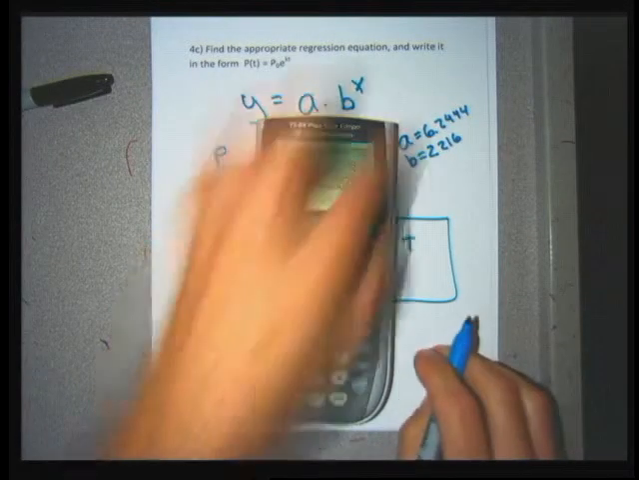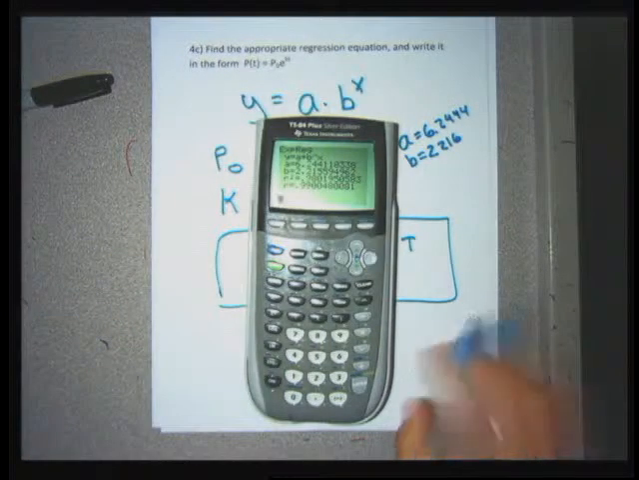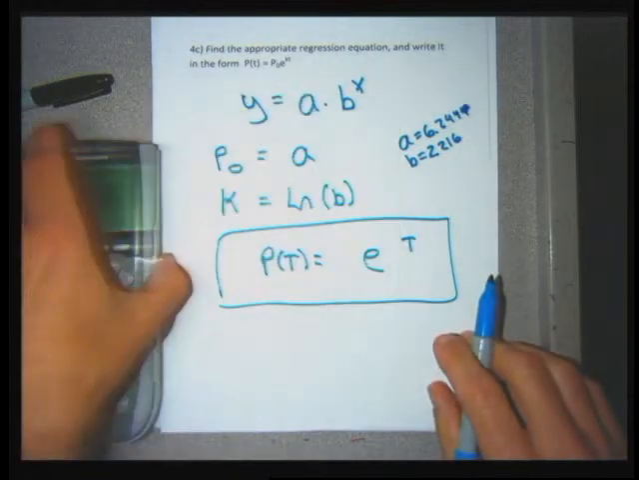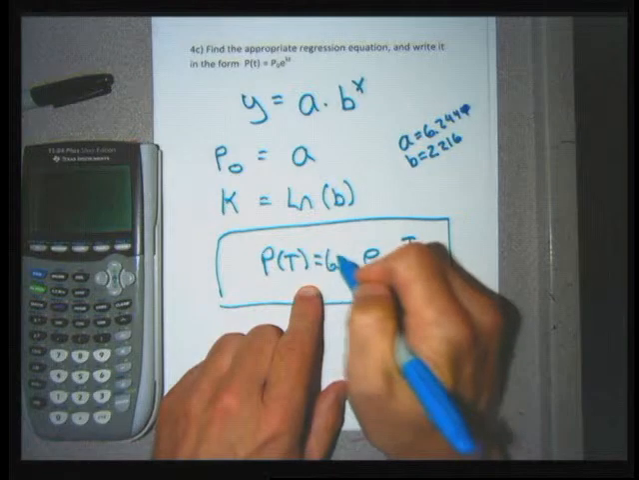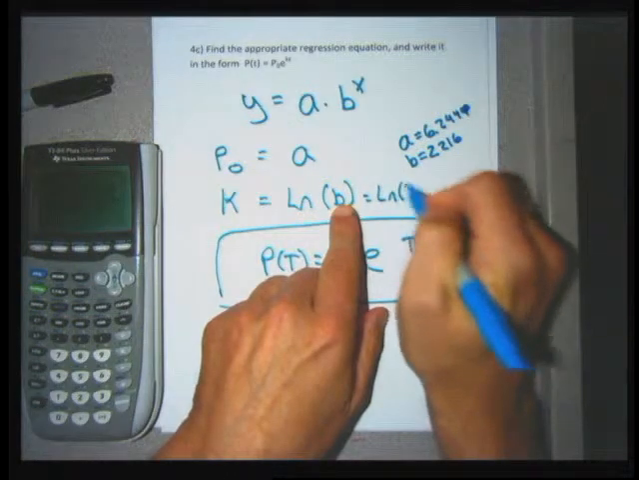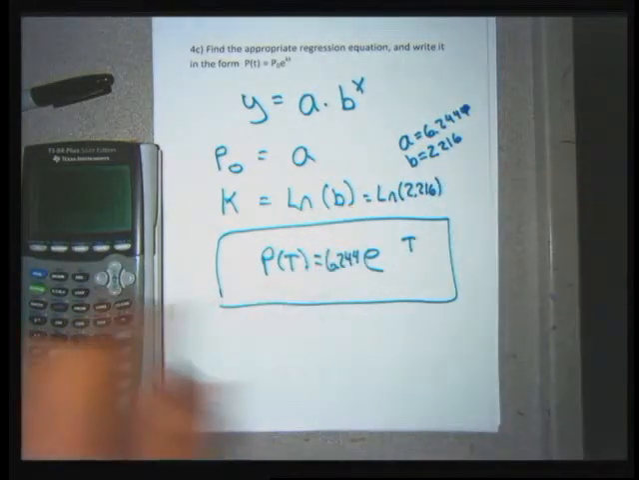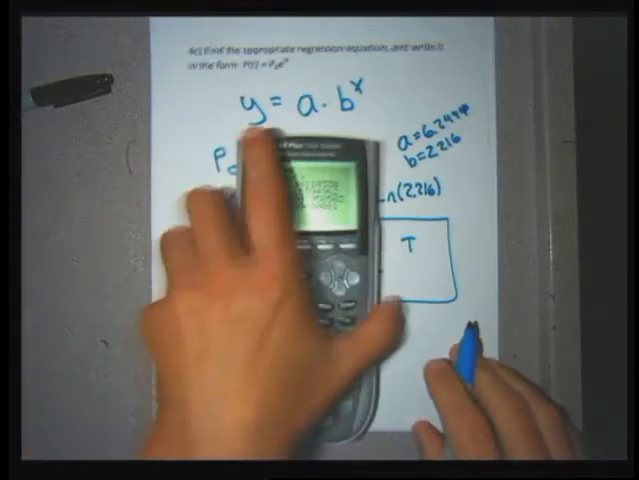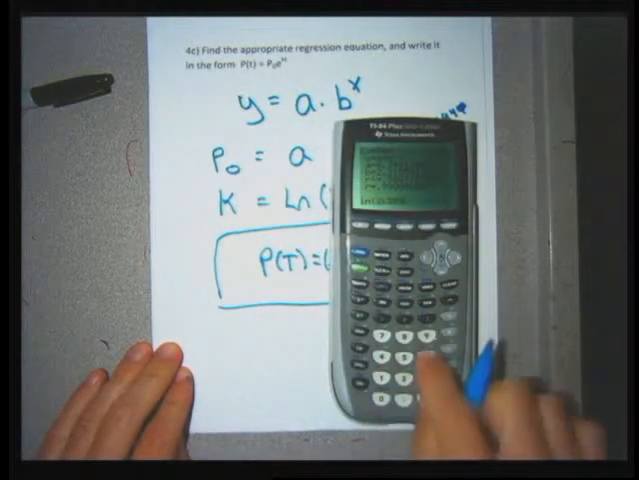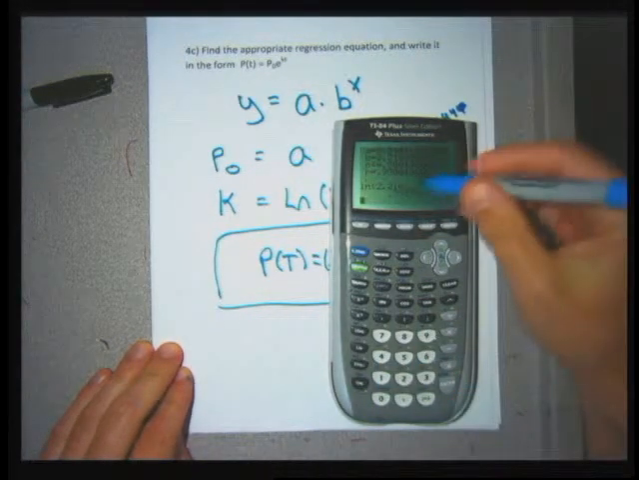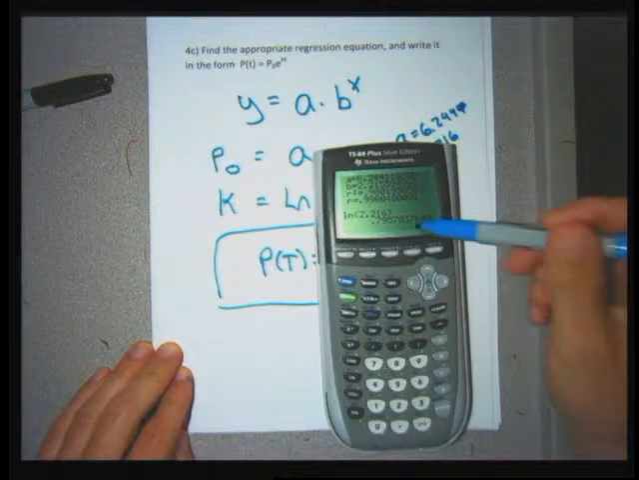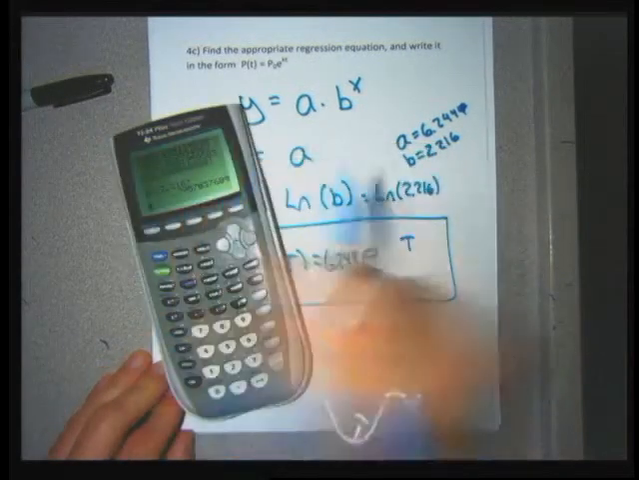The equation that I'm going to have, this 6.244, I get a little out of control with my 4s. That 6.244 is going to go in for my P sub 0, and it's going to be to the left of the e. The k is going to be the natural log of this 2.216, and again I'm going to carry 3 decimals worth of accuracy. So to get the k for my formula, I hit my natural log button, type 2.216, close out my parentheses, and I get 0.79, and I'm going to round that to 0.796. It's 0.7957, and I'm going to round the 5 up to a 6 and write 0.796.